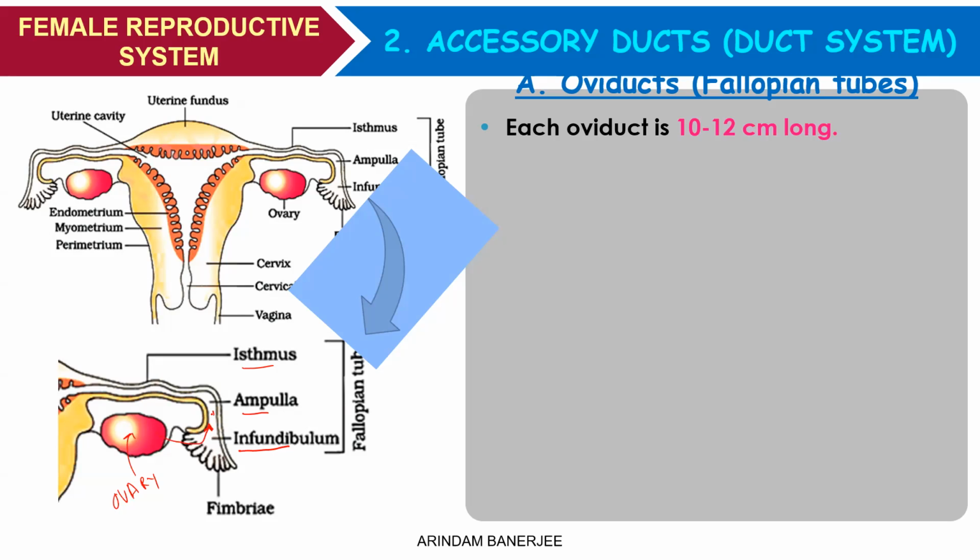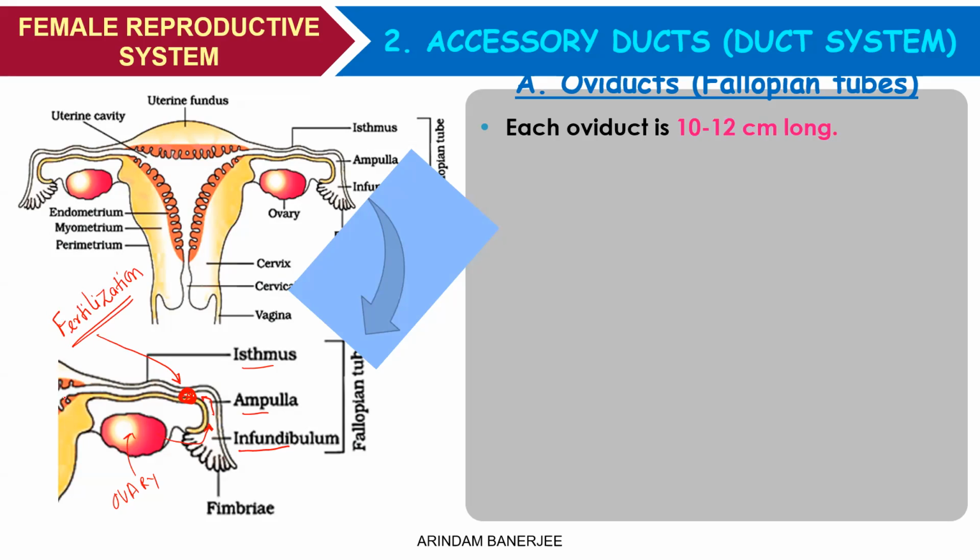Infundibulum, ampulla. This is the portion of the ampullary isthmic junction. So what happens in that ampullary isthmic junction? Fertilization takes place. Remember, fertilization takes place here.